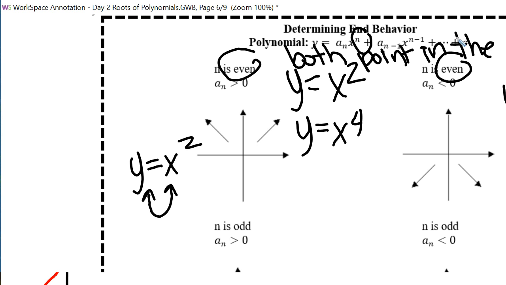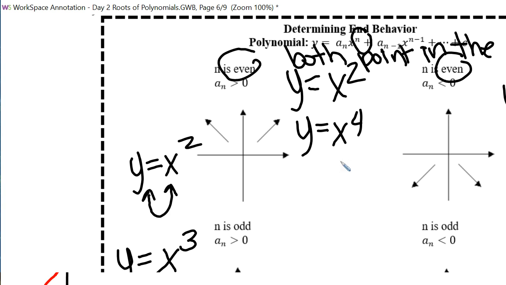Now, what if it's odd? Like x to the third, x to the fifth, x to the seventh. An example would be y equals x cubed. So here, my highest degree is odd, and my leading coefficient is positive. So if you think about the cubic parent function, that left arm points down and the right arm points up.